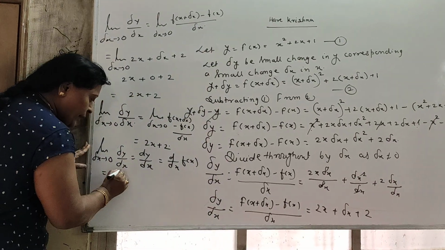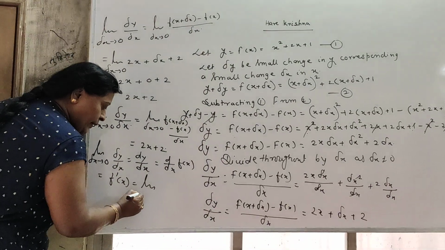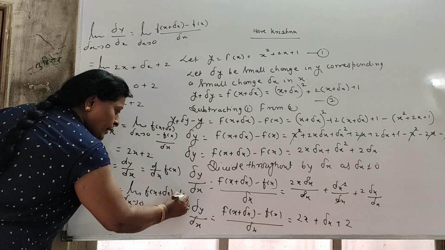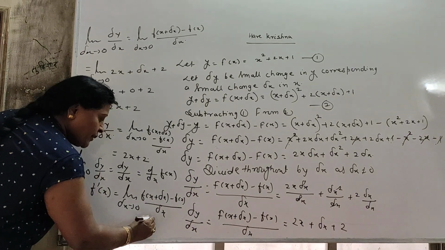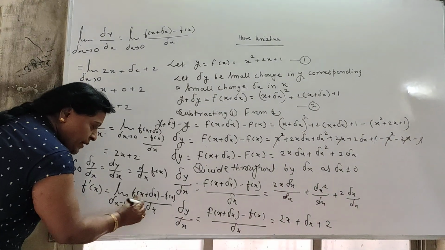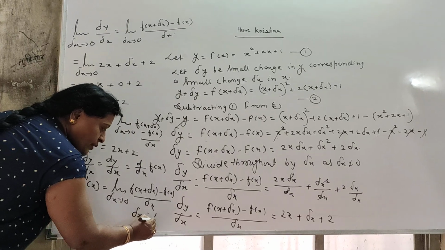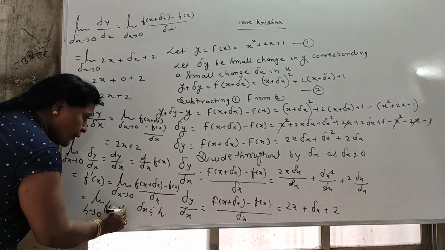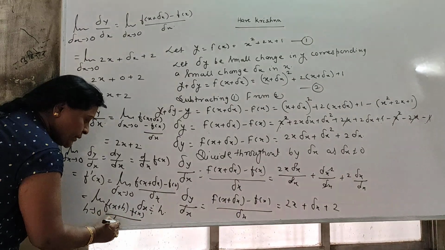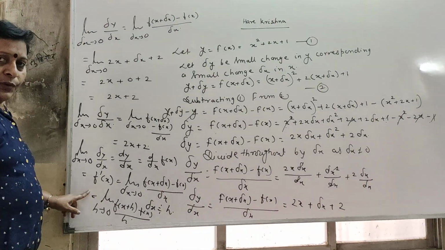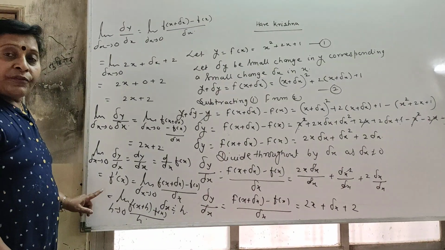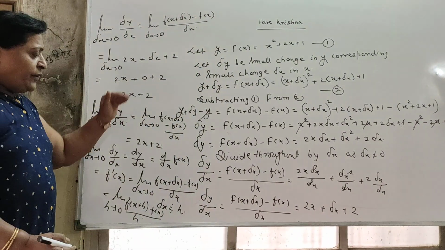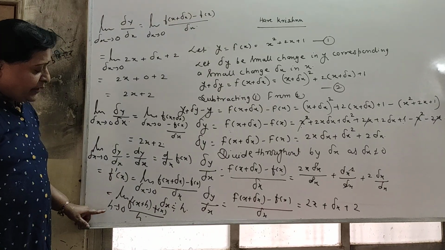Again, this notation you can write as f dash x, and f dash x is the limit as del x tends to 0 of f of x plus del x minus f of x divided by del x. This is the first principle of a derivative. Now, in place of del x, you can substitute h, that is the limit as h tends to 0 of f of x plus h minus f of x divided by h. It is the first principle of a derivative, and with the first principle we can derive the formulas of the derivative. Many formulas of the derivative you can derive with the help of the first principle.